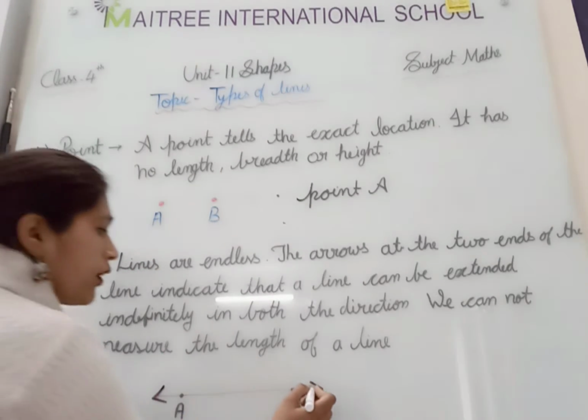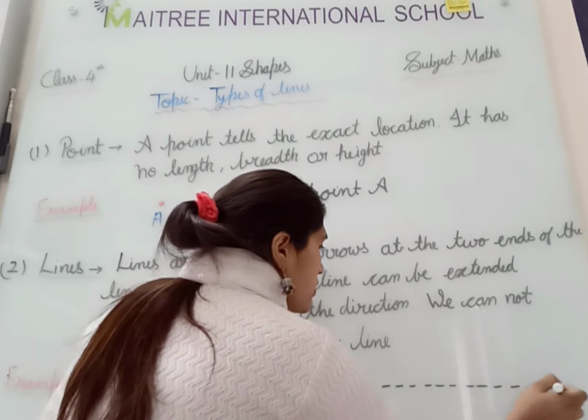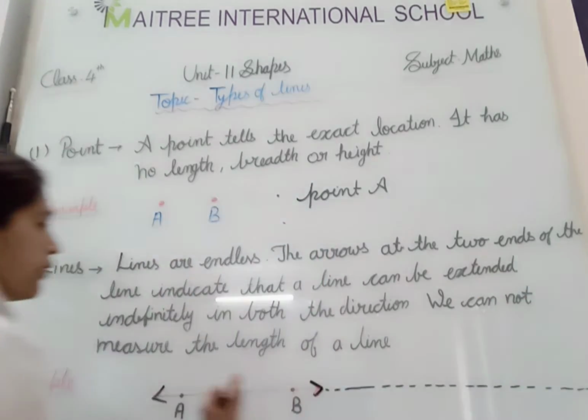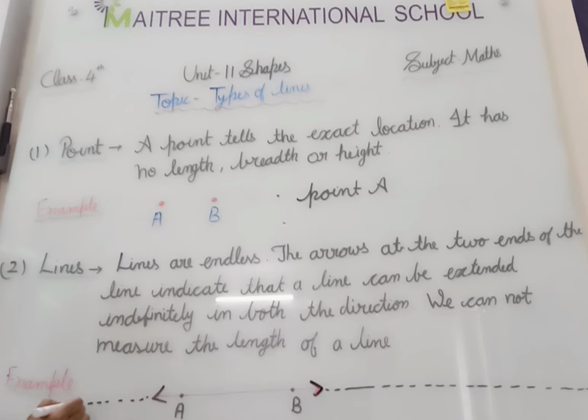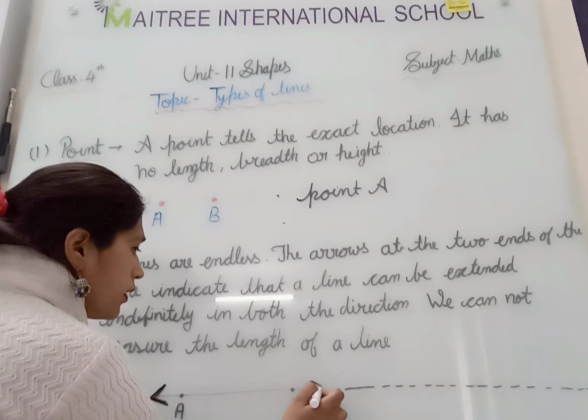Yes, because what is the meaning of an arrow? That it can be extended in this direction endlessly at any point. And here also we can stretch it in this direction at any point. So there is no fixed length. Yes, it doesn't have any fixed length. We cannot measure it. And if there are two arrows on the line, it means this is called the line.